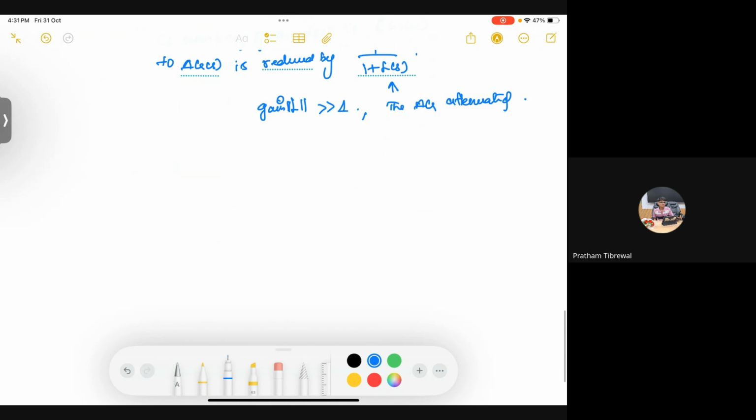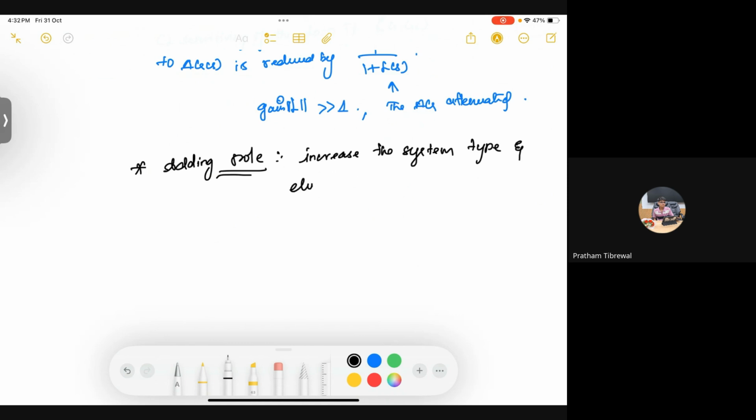Right? So when you consider adding a pole, for example, how will this affect the system? Adding a pole or integral action increases the system type, where type is the number of poles at the origin, right? System type, and it will eliminate the steady state error.